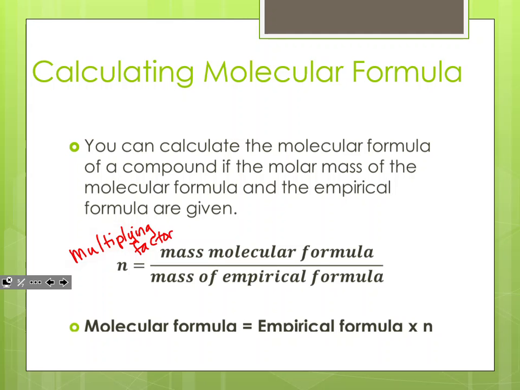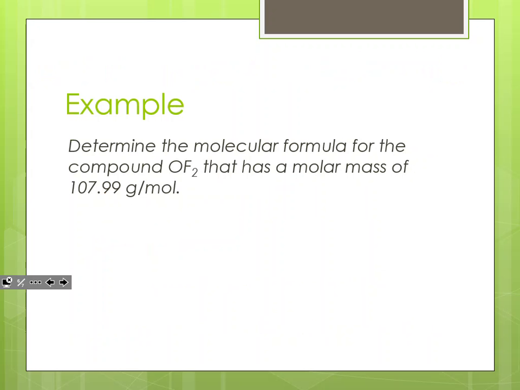We're going to use that multiplying factor to figure out the molecular formula. So I know it's cut off a little bit here. The molecular formula equals the empirical formula times the multiplying factor N. Very simple, straightforward math problem here. It's a simple division and then a quick multiplication. So let's look at the first example. Determine the molecular formula for a compound OF2, oxygen difluoride, that has a molar mass of 107.99 grams per mole. So the first thing I need to do is find the empirical formula's mass. That's what I'm going to do first.